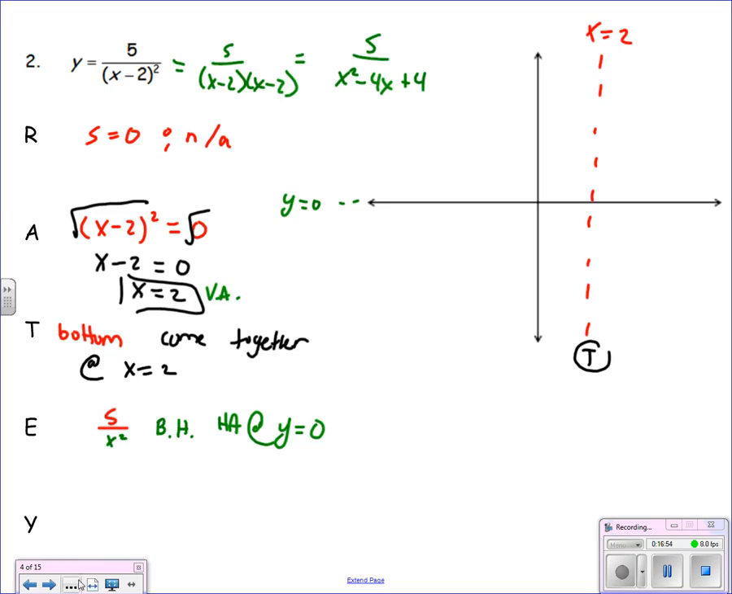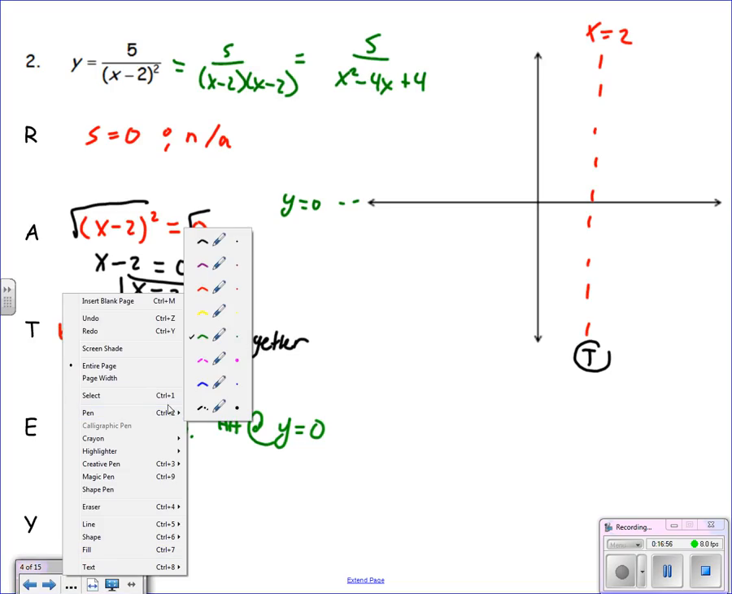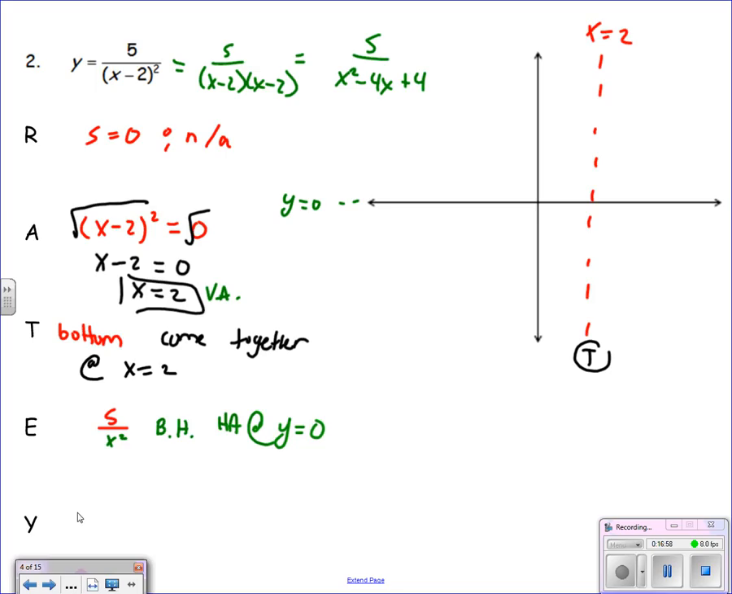Now to find the y-intercept, remember we replace all your x's with zeros and solve. You can use either version. You can use the original way it was written, or you can use the expanded form. You're going to still get the same result. So that's 5 over negative 2 squared, which is 5 over 4. And write it as a point. 0 always leads for a y-intercept. So it would be 0 and 5/4.